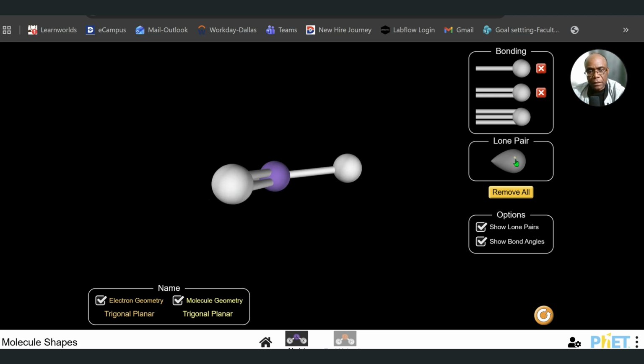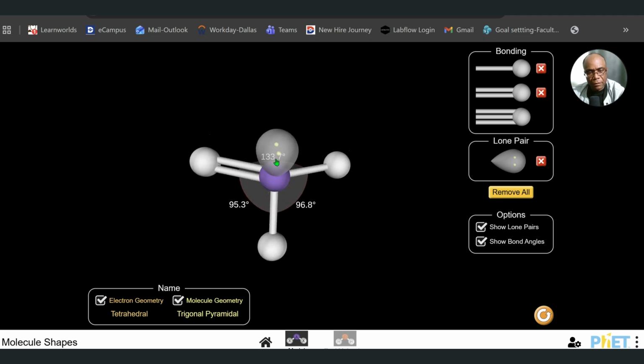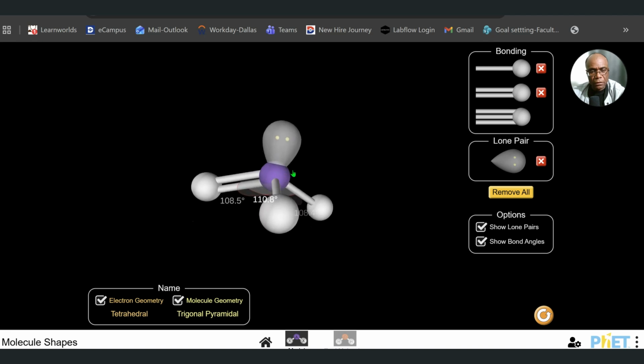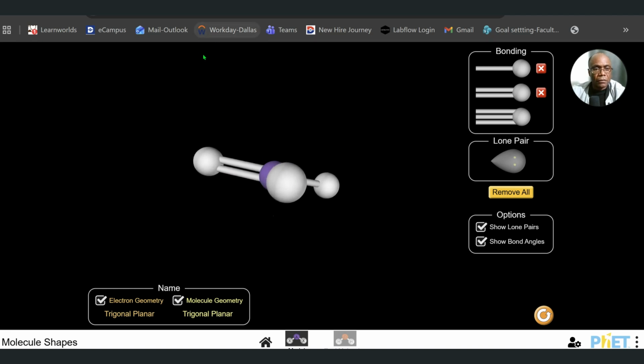The balloons there will be the electron clouds, bonding electron groups, still trigonal planar. The moment you add a lone pair, now the bond angle will change because of repulsion of the lone pair with the bonding electrons. But anyway, we'll see that later.